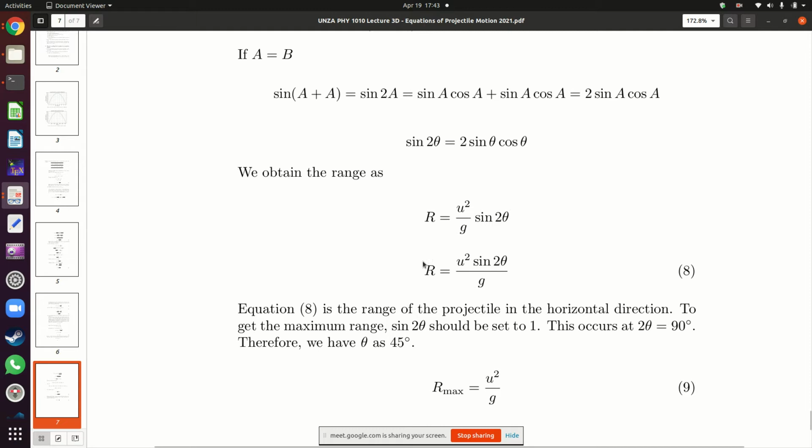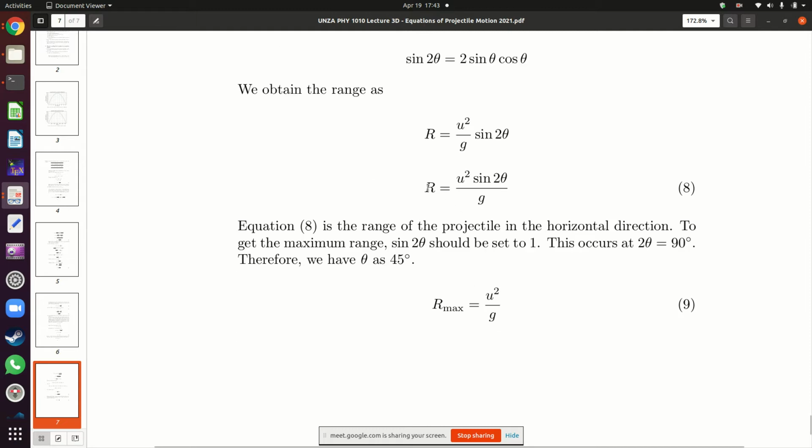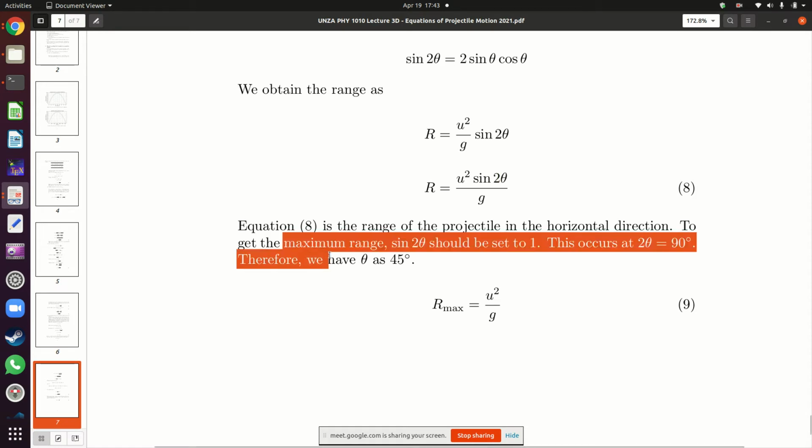Is this clear on the expression for the range? Again, you only need to know the velocity with which a projectile is fired and the angle at which a projectile is fired. Is this clear? Yes, sir. Okay.